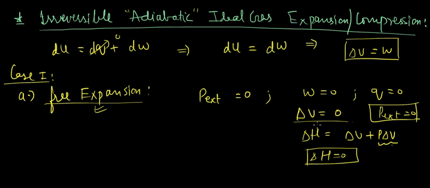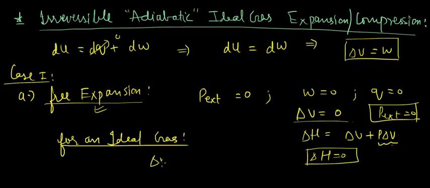And for an ideal gas, free expansion would again give delta U as 0, because there is no change in temperature. Why? Because U is a function of temperature in the case of an ideal gas.